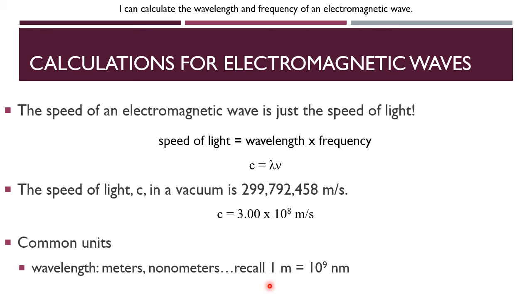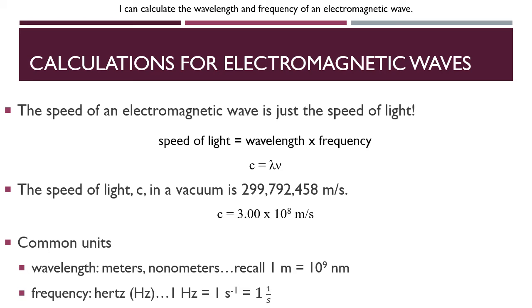And one thing you'll want to recall is our understanding of the SI prefixes. Nano is 1/1000th, so there would be 1,000,000,000, or 10 to the 9th, nanometers in 1 meter. That's a conversion that we will use quite commonly whenever we're doing these sorts of calculations. So that's a common unit for wavelength, meters or nanometers.